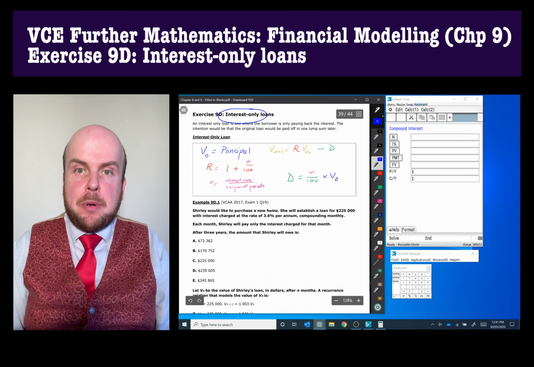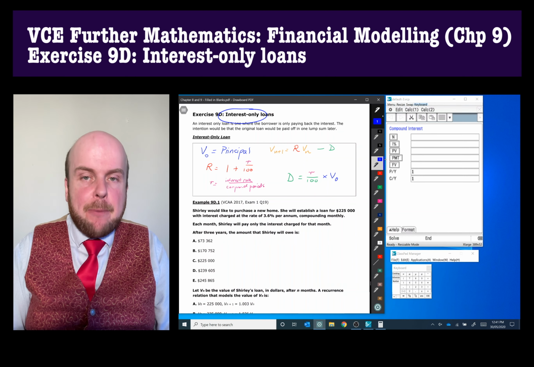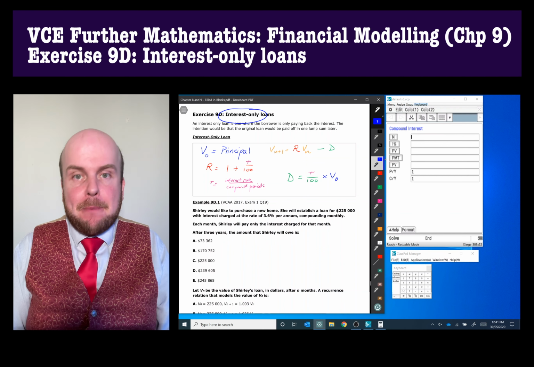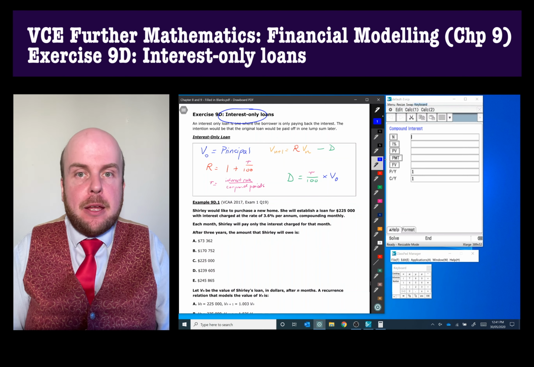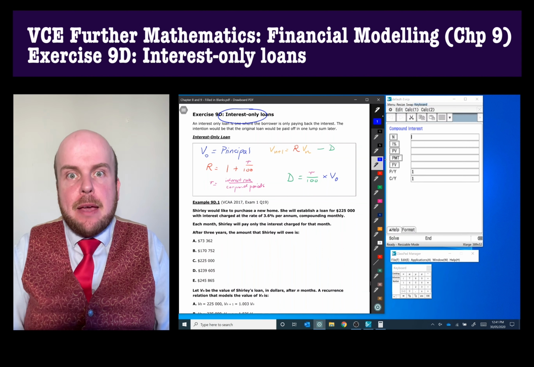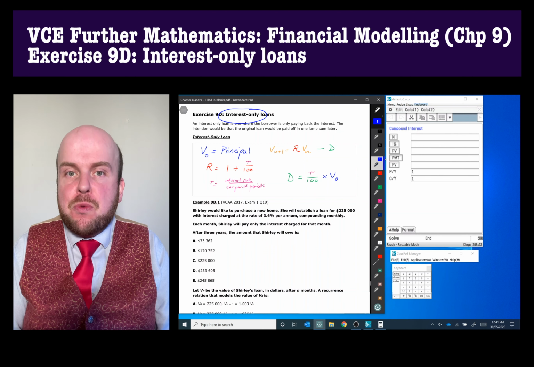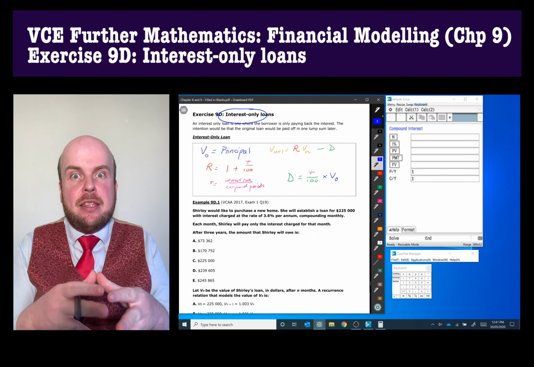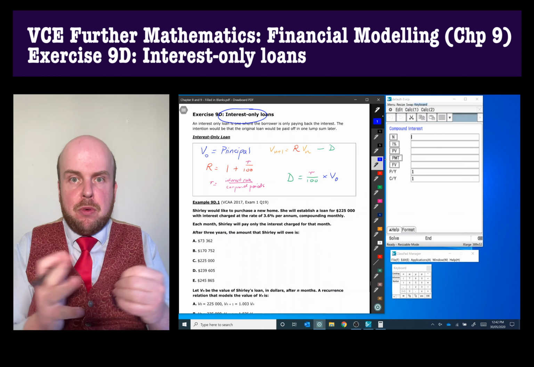So V0 is the principal, or the original amount that I'm owing. The recurrence relation is capital R times by Vn, take away D, where capital R is 1 plus little r over 100, where little r is equal to the interest rate divided by compounding periods. The value of D, the amount I'm taking away, is little r over 100 times by the original principal value. So in other words, the amount that I'm paying back is the interest that would accrue.